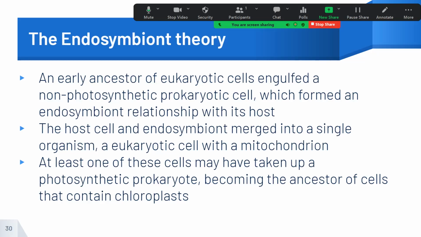And so the endosymbiotic theory is that what is now the mitochondria and the chloroplasts were originally prokaryotic cells that got engulfed by other prokaryotic cells and then started working together in a symbiotic manner to then become eventually the eukaryotic cells that we now know of as eukaryotic cells today.